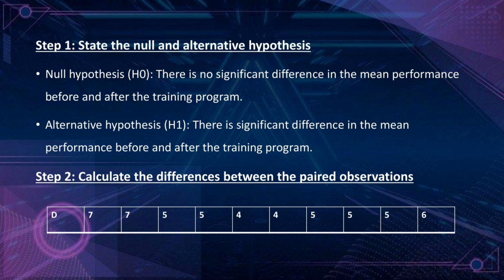In the second step, we calculate the difference between the paired observations, like our 10 individuals' before and after performance. So d is equal to the first individual 85 minus 78, the second one 89 minus 82. Like this, we calculate the difference for all 10 individuals.